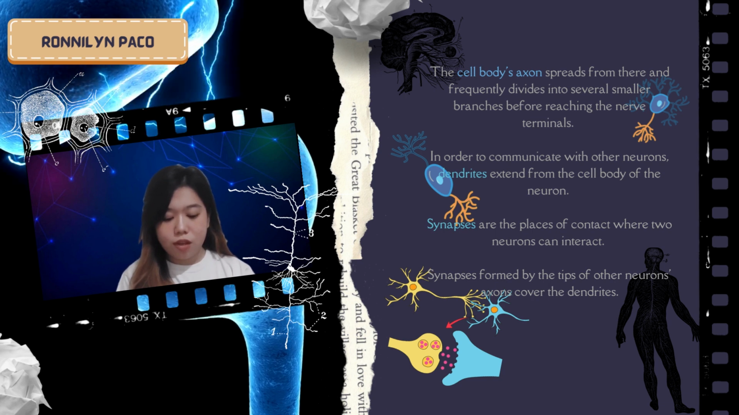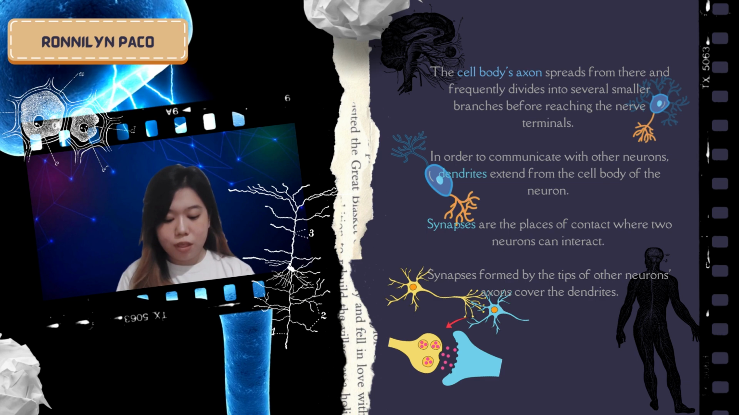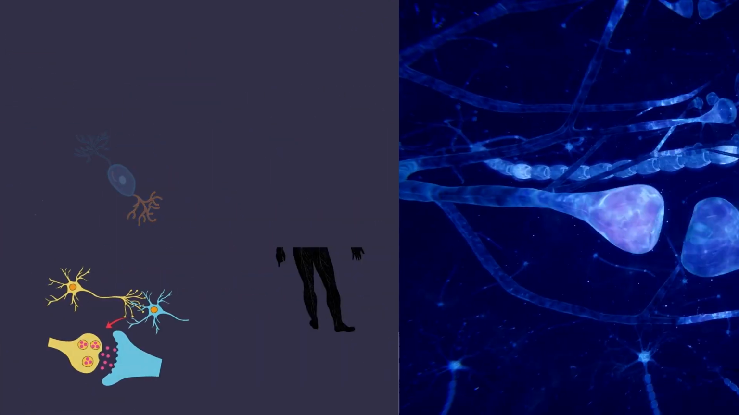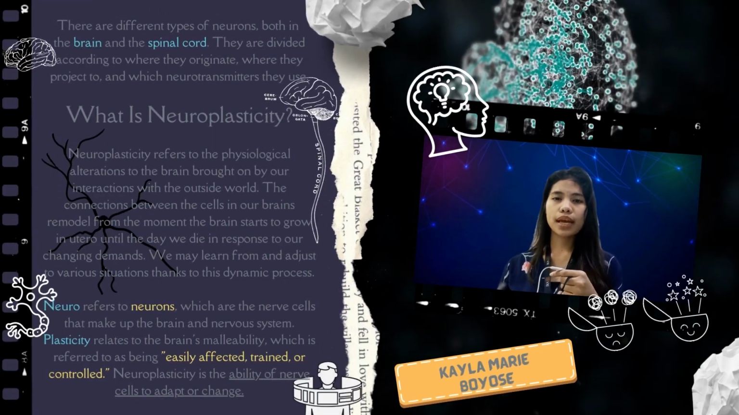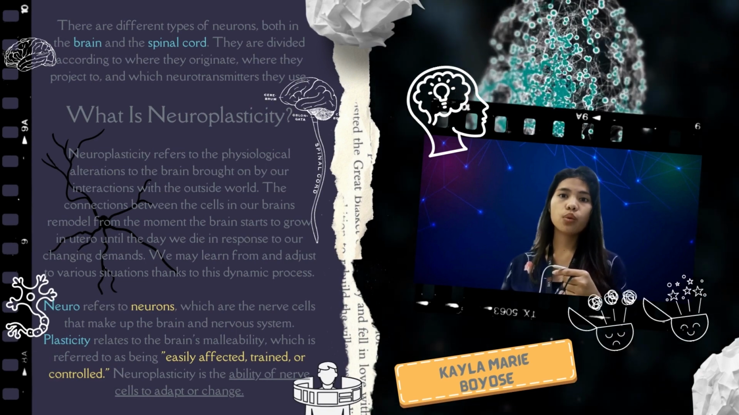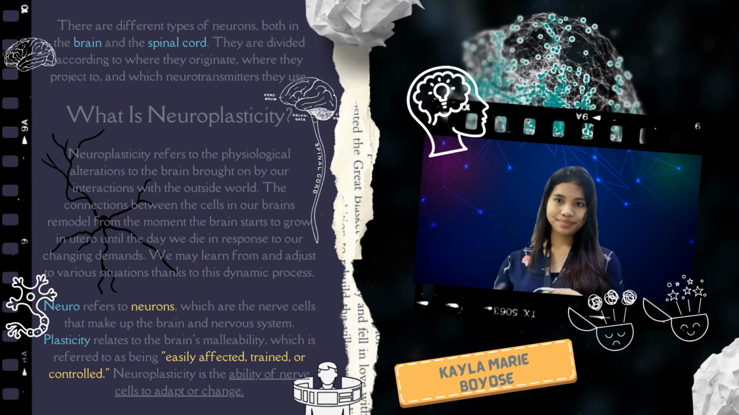Synapses are the places of contact where two neurons can interact. Synapses formed by the tips of other neurons' axons cover the dendrites. There are different types of neurons, both in the brain and the spinal cord. They are divided according to where they originate, where they project to, and which neurotransmitters they use.